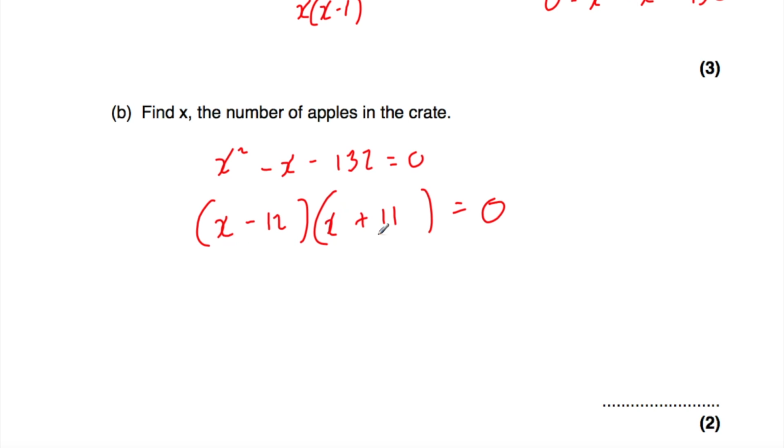So that means that either X will be equal to 12 or X would be equal to negative 11. Now there can't be negative 11 apples in the crate, so X must be equal to 12. So there must be 12 apples in the crate. And that's it.